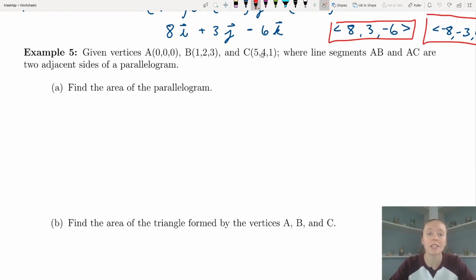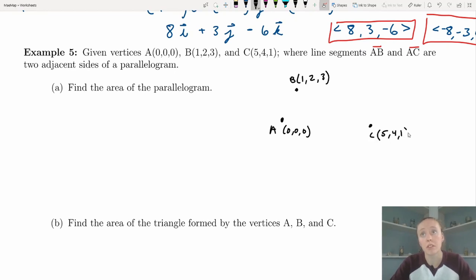So those points, A, B, and C, are going to be used to create these line segments AB and AC. And those line segments are two adjacent sides of a parallelogram, meaning that those sides are touching. So if I was just to roughly draw this out, I'll put A at point 0, 0, 0, then B, if you can envision this sort of in three dimensions, but I'm kind of putting it on the same plane, I'll put B as some point 1, 2, 3, and then we'll have some point C over here as 5, 4, 1.